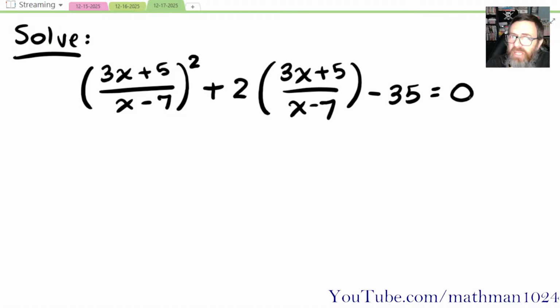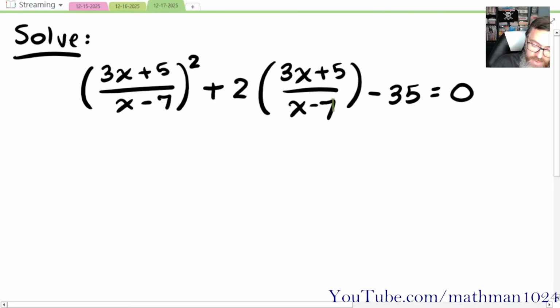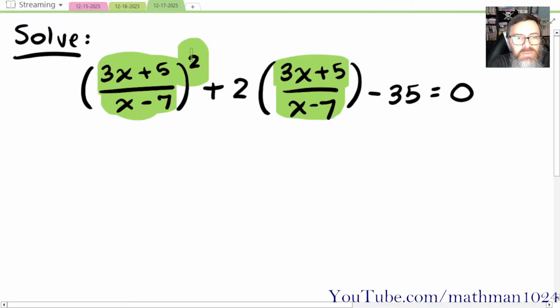Now, it is a rational equation because I've got fractions in here. But even better than that is that it is quadratic in nature. So let's make sure we identify the pieces that tell us it's a quadratic in nature kind of problem. You've got a constant there at the end, okay? You have some variable expression here. You have that same variable expression, and it's double the power. So here's what we're going to do.